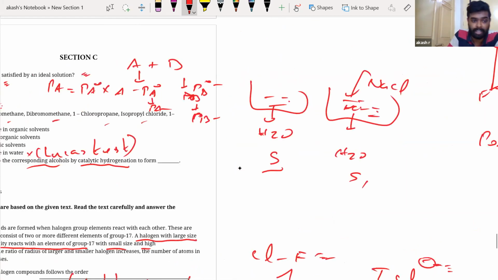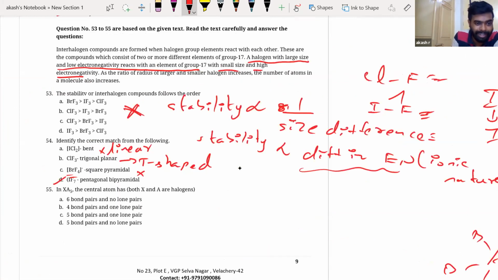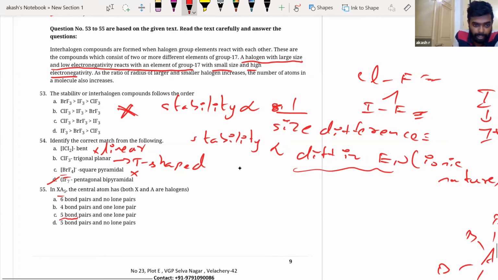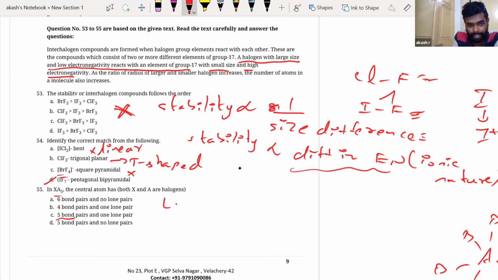Now they're asking, if I have XA5, the total number of bond pairs and lone pairs. Right now, I can easily say it is 5 bond pairs because there are 5 bonds: X with A, X with A, X with A, 5 bonds like that. How many lone pairs? No lone pairs, or one lone pair? We'll try to understand. They have to be more specific. Lone pairs on X is what we are looking at, because the central atom is X, as they have mentioned.